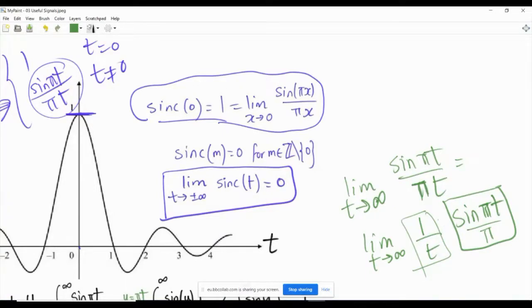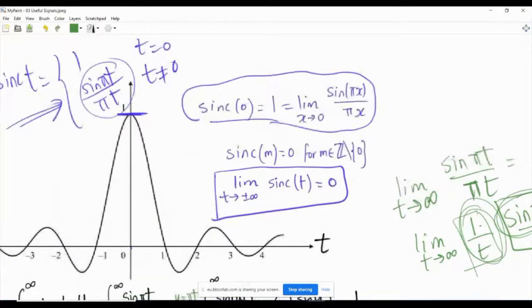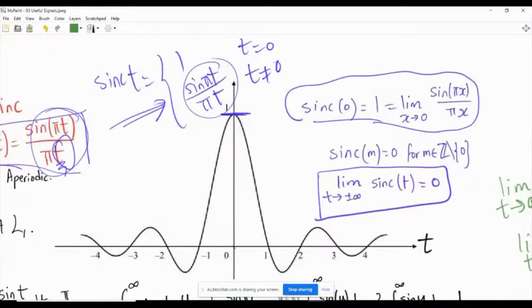You can show this rigorously, but generally, if you have a function that goes to 0 multiplied by a bounded function, this sine alone does not have a limit, because it is oscillating, but it is bounded. And if it's multiplied by something that we are sure goes to 0 as t goes to infinity, then the overall limit will be 0. The same holds if we take the limit as t goes to minus infinity. So this thing decays, and it goes to 0 on both sides.